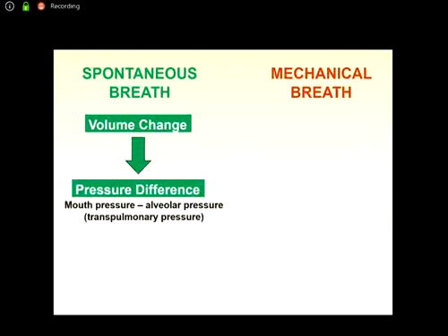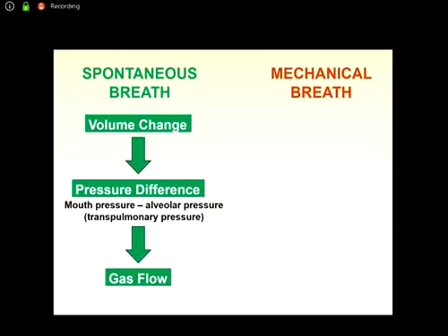Because of that change in volume, that will create a pressure difference between the atmosphere and the alveoli. So the mouth pressure minus the alveolar pressure is what we call the transpulmonary pressure. The alveolar pressure becomes negative in relationship to the atmospheric pressure, and therefore the air will move into the lungs. So this is the physiological way we get air into our lungs.